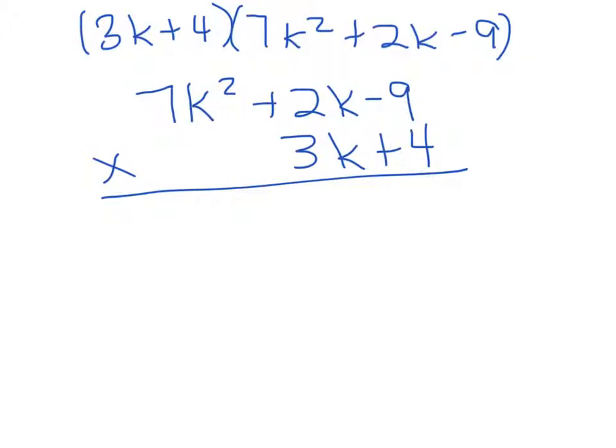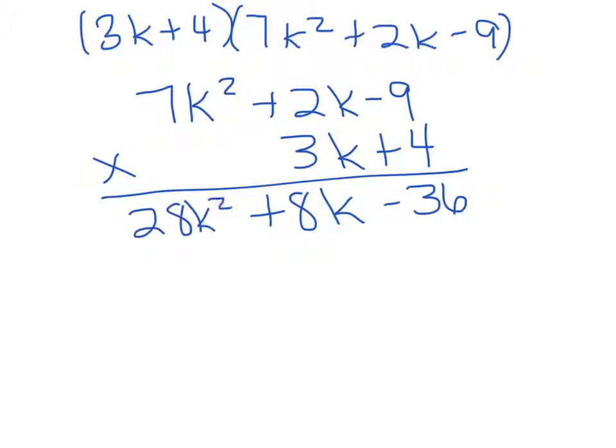So first you get 4 times negative 9, which gives you negative 36. Then 4 times 2k gives us 8k. And then 4 times 7k squared gives us 28k squared. All right? Now, just like we did last time, we're going to leave this space open and start writing our numbers under here.